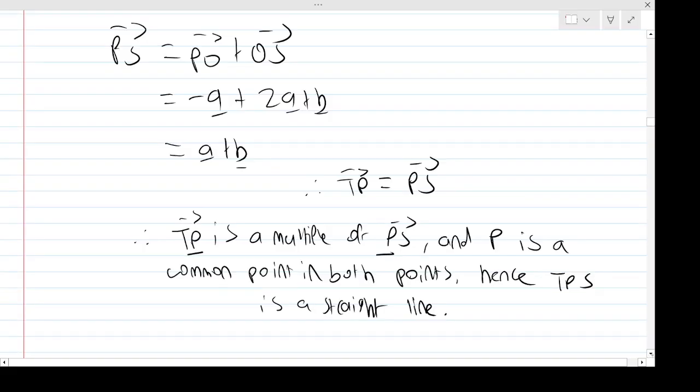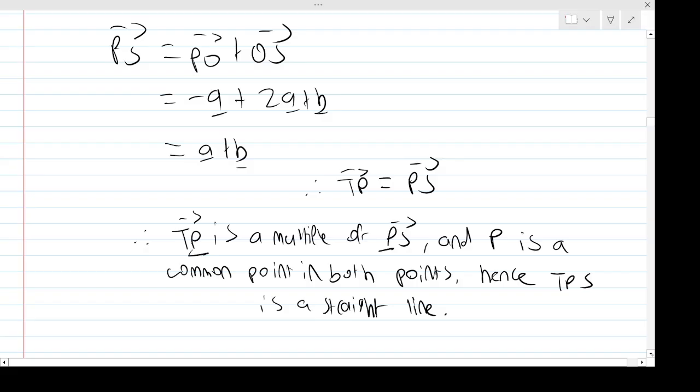That's the main common way of proving that 3 points are on a straight line. You need to show that. So to recap, we found 2 vectors on the line, T to P, then P to S. They're both multiples of each other. Well, in this case, they were equal, so that's a multiple of 1, but still a multiple. And because they have a common point, which in this case is P, then that means it has to be a straight line.